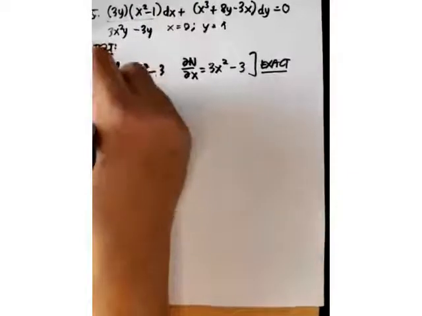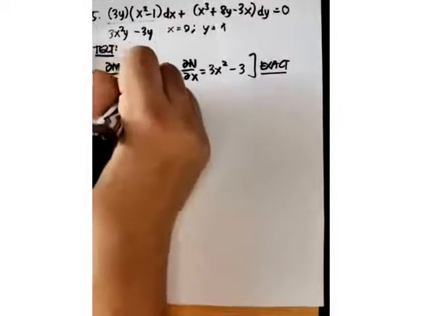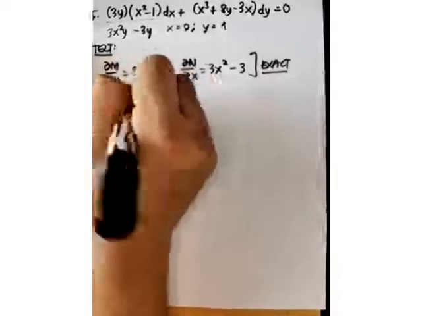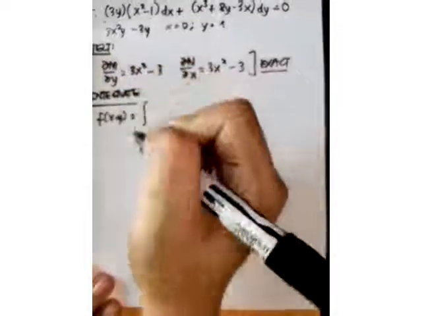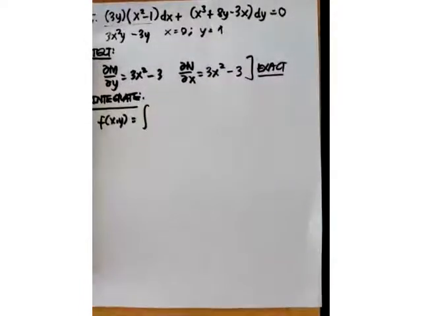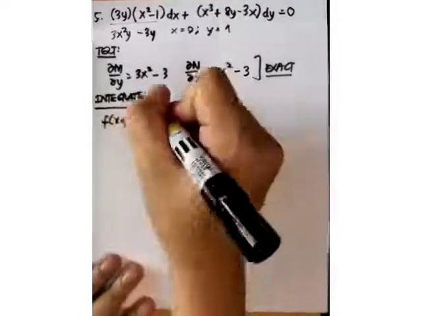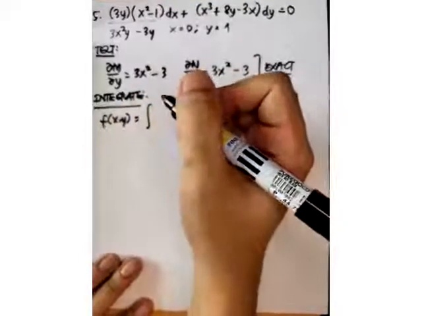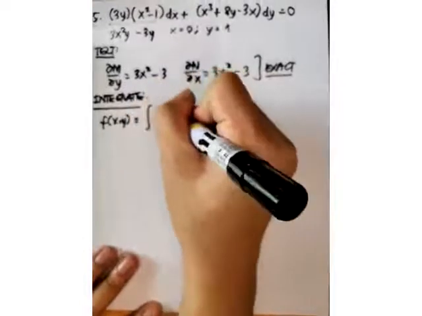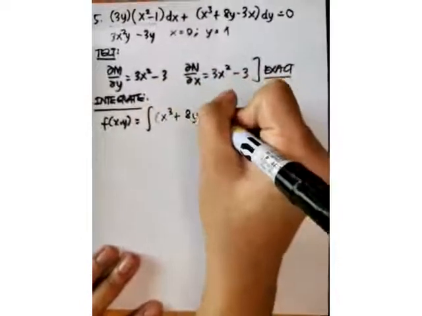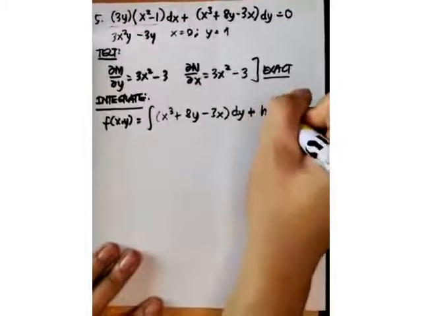Okay, next. Integrate. So, ano? Kaya pumili. So, yung f of xy natin is the integral of m or n? N. O, sige, n. O, sige. X cubed plus 8y minus 3x dy plus h of x.